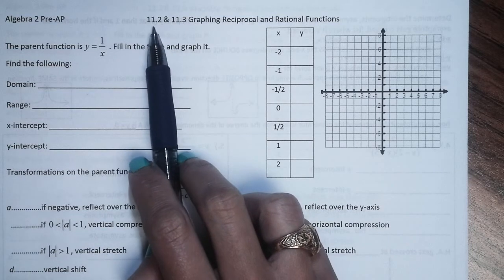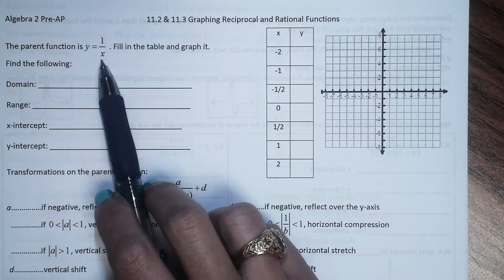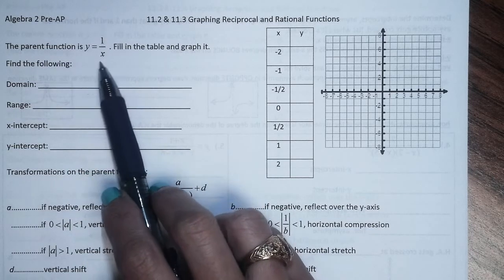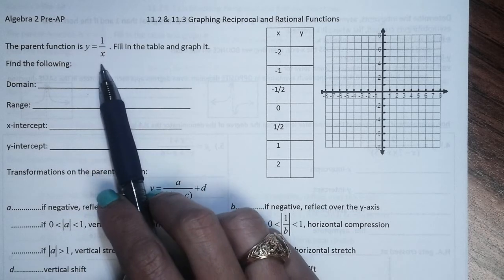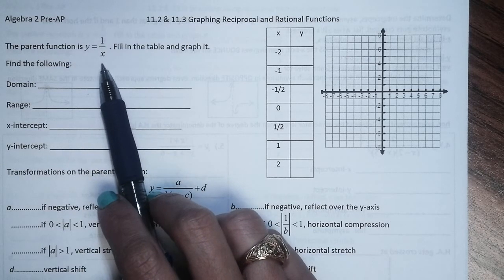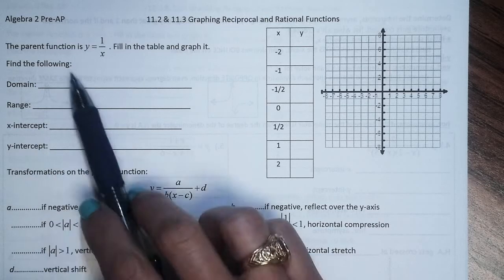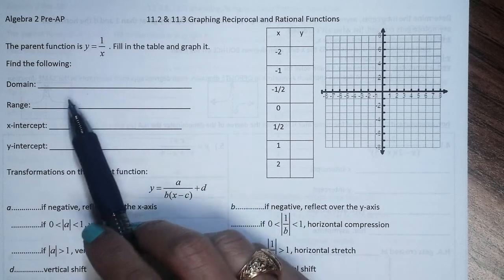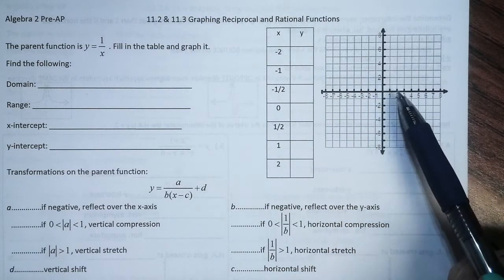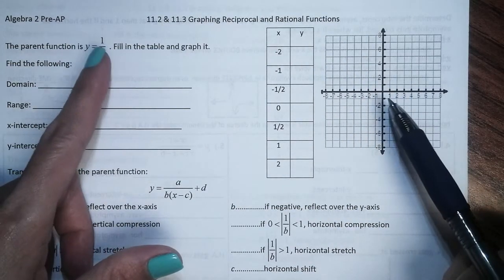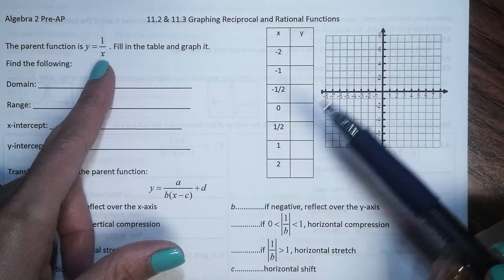You need to know how to graph a reciprocal function. So here is the parent reciprocal function. It is y equals 1 over x. So let's go ahead and graph the parent function and answer these questions. And then I'll show you how to do some transformations on this parent function. So in order to graph the parent function, it would be helpful if we make a table of values.